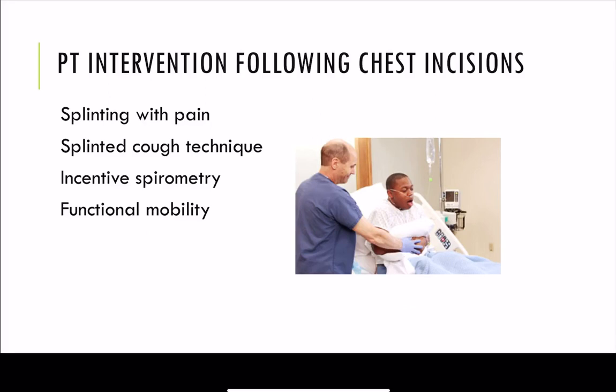So anyone who's had a thoracic surgery, when PT comes in, we should be talking about splinting for pain. So taking a pillow or even their upper extremity and holding that incision site when they take deep breaths or when they cough. So a splinted cough technique.